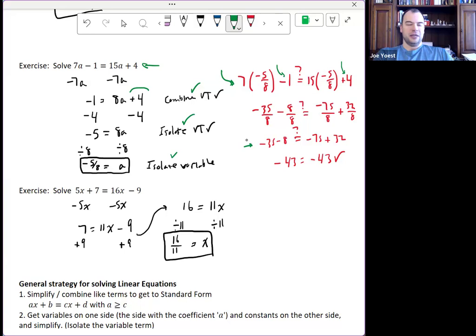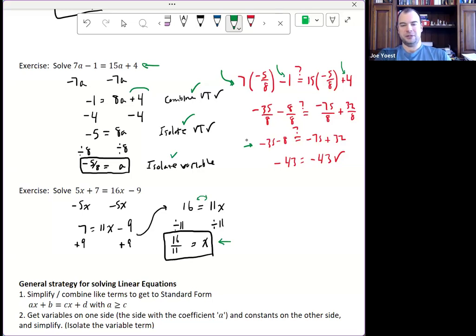For the second one, again, very similar setup. We'll subtract 5x from both sides, giving me 7 equals 11x minus 9. That combines my variable terms together. Then we'll work on isolating the variable term by adding 9 to both sides to get 11x equals 16. We now have our variable term on one side, our constant term on the other side. We're ready to isolate the variable itself by dividing by the coefficient, dividing by 11. And we get x equals 16 over 11 as the answer.